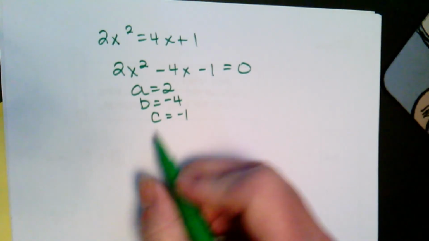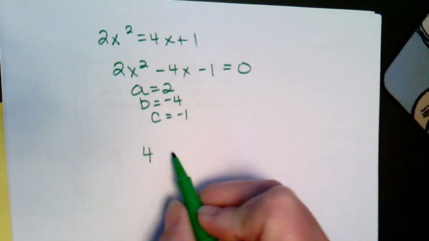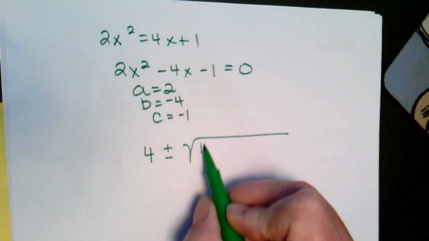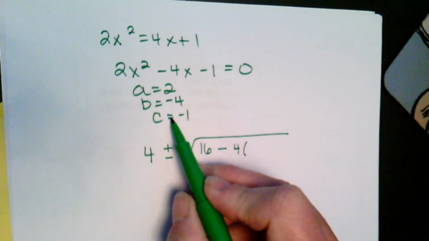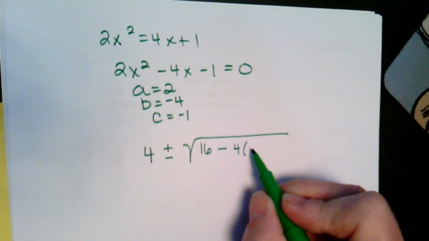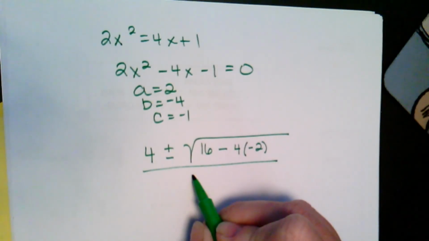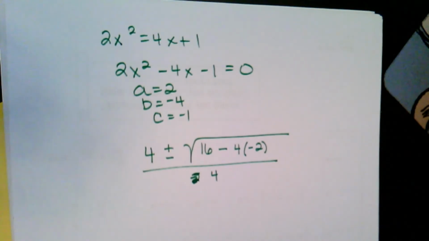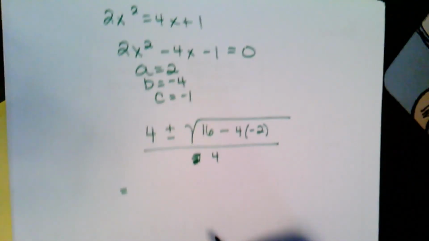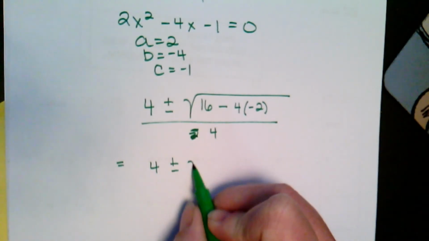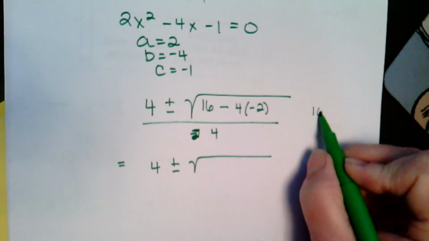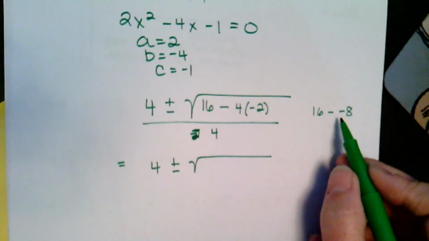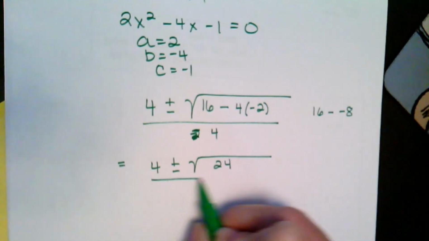Alright, so -b, so negative b would be a positive 4, plus or minus the square root of b squared, so -4 times -4, minus 4 times a times c, so 2 times -1 is -2, all over 2 times a, which I'm going to go ahead and do that, is 4. 2 times 2. Simplify it more. So 16 take away -8 is what I get underneath the radical. So that is 24 all over 4 still.